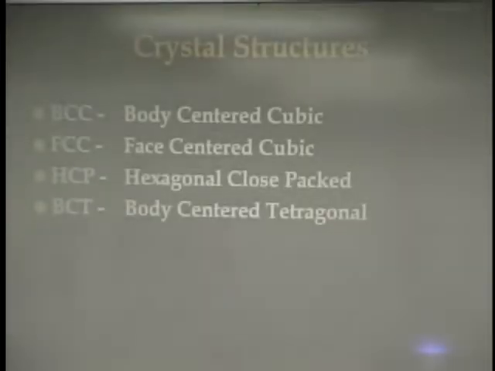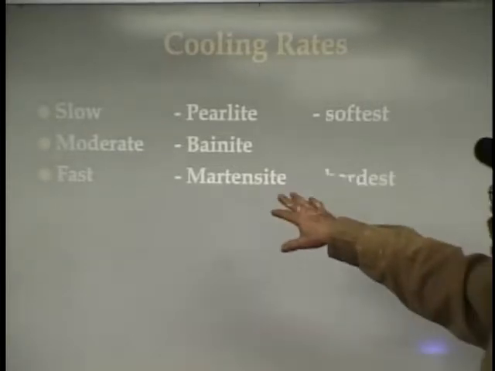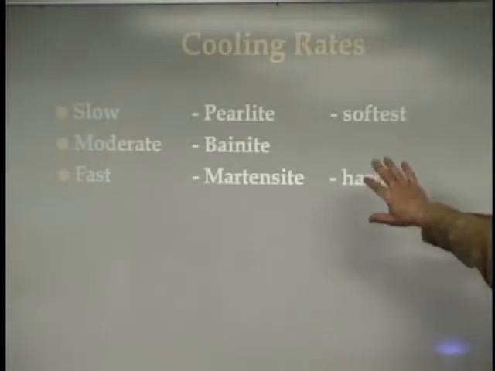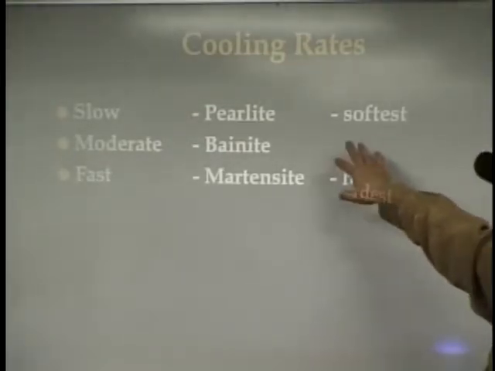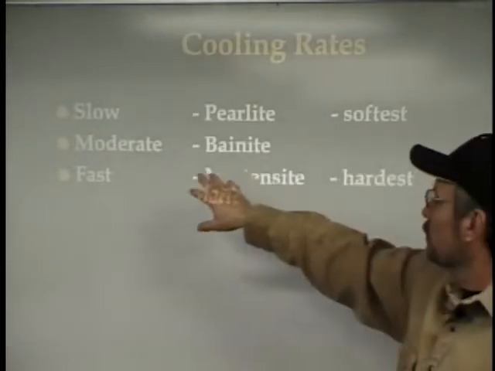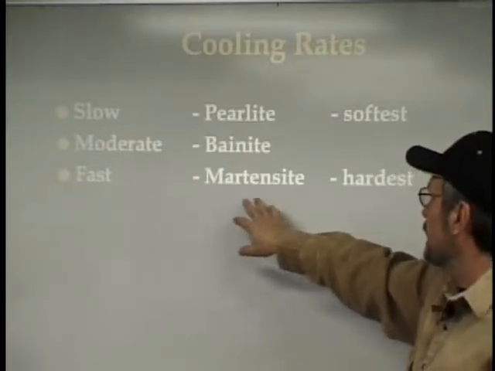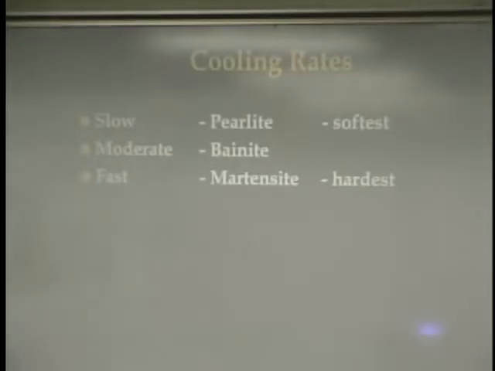You can achieve all kinds of different properties through heat treatment just by controlling the rate of cooling. Cooling rates: if you have a slow cooling rate, you'll form a structure called pearlite, which has the softest structure. Most of the carbon steel that we use in the welding lab has a pearlite structure to it. A little faster, it's a little harder, and we get bainite. And really fast, we get martensite, which is the hardest. We'll talk more about these in just a minute. I don't want to get too far ahead of myself.